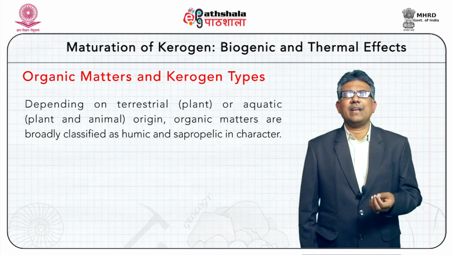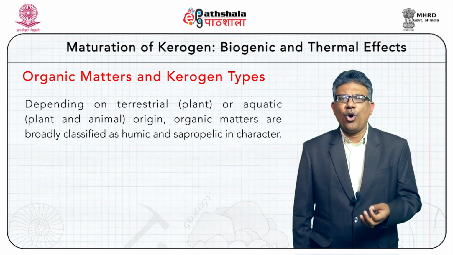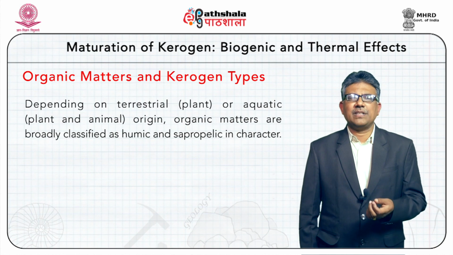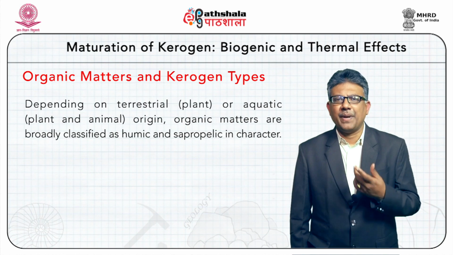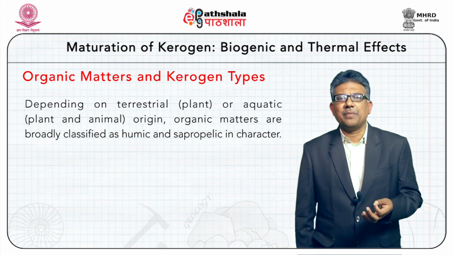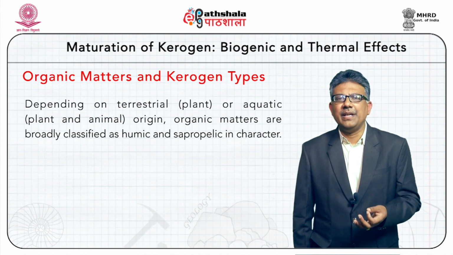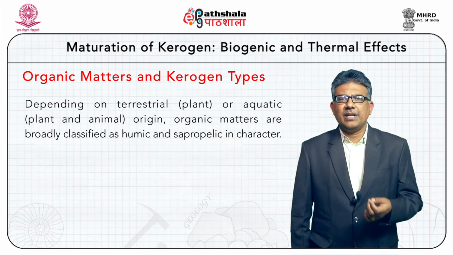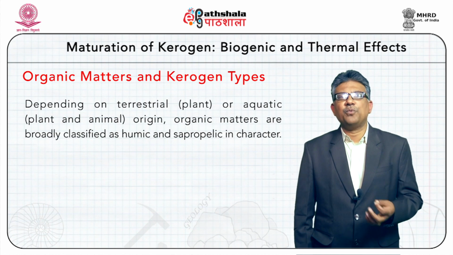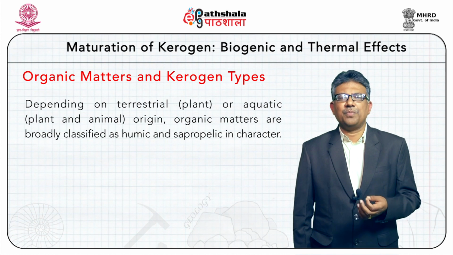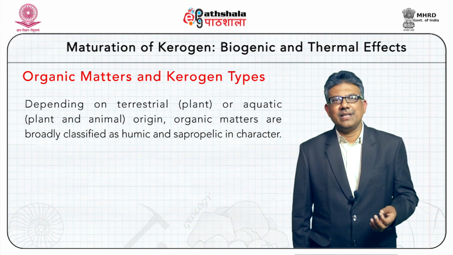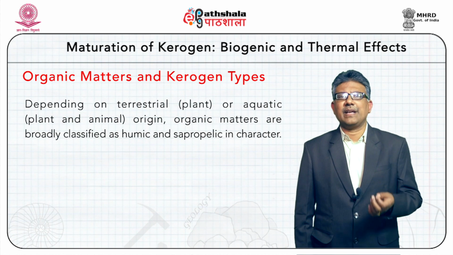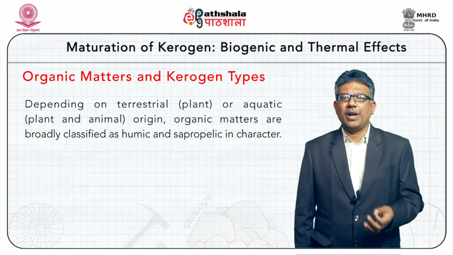Depending on whether it is coming from terrestrial plants or from aquatic, that is plant or animal origin, organic matters are broadly classified as humic and sapropelic. In character, humic organic matters are largely carbohydrate and lignin in composition with protein in subordinate amount, relatively rich in carbon and nitrogen and poor in hydrogen. Thermal alteration of humic organic matter results in humic acids rich in oxygen and poor in hydrogen. These organic matters are gas prone and poor in liquid volatile product yield.